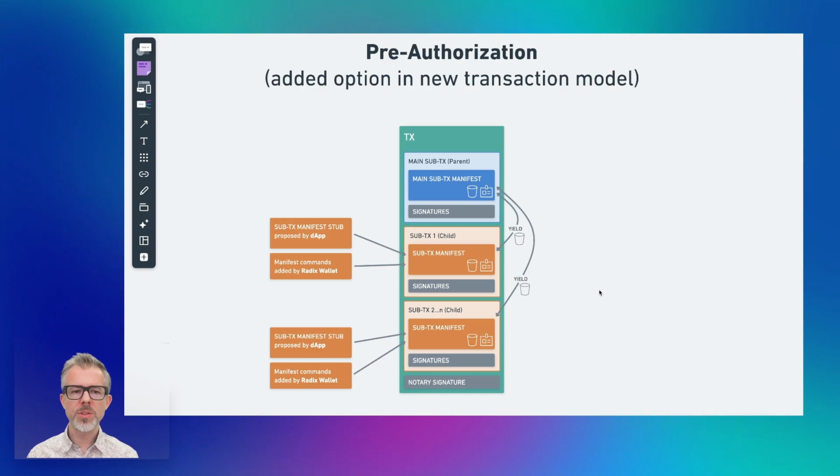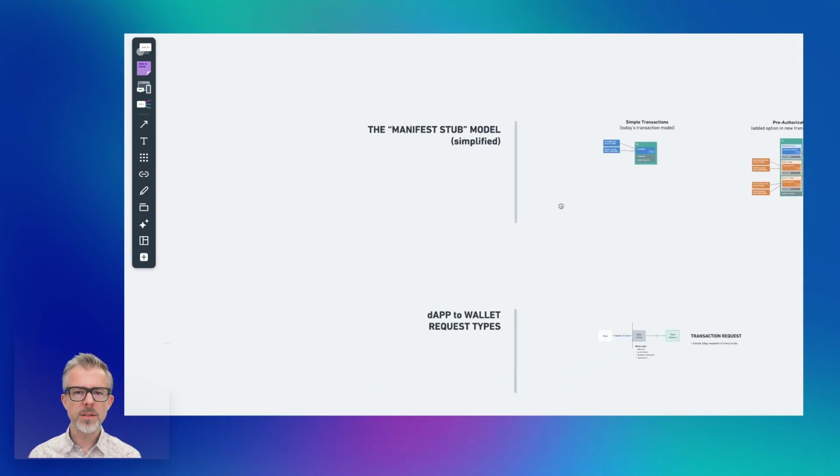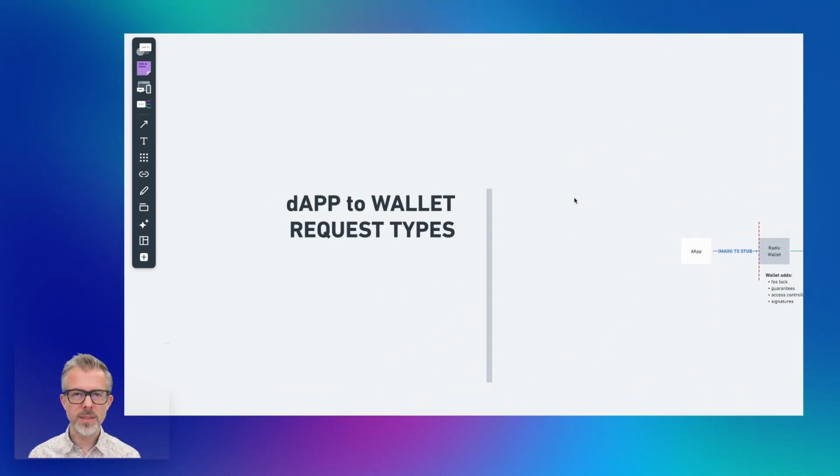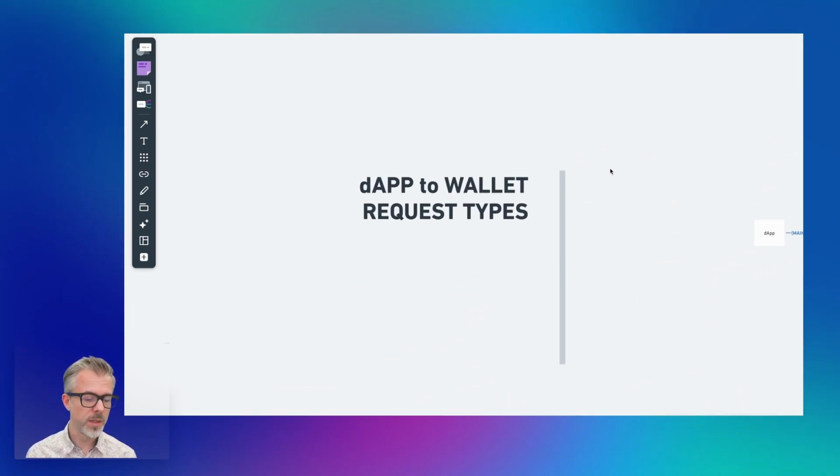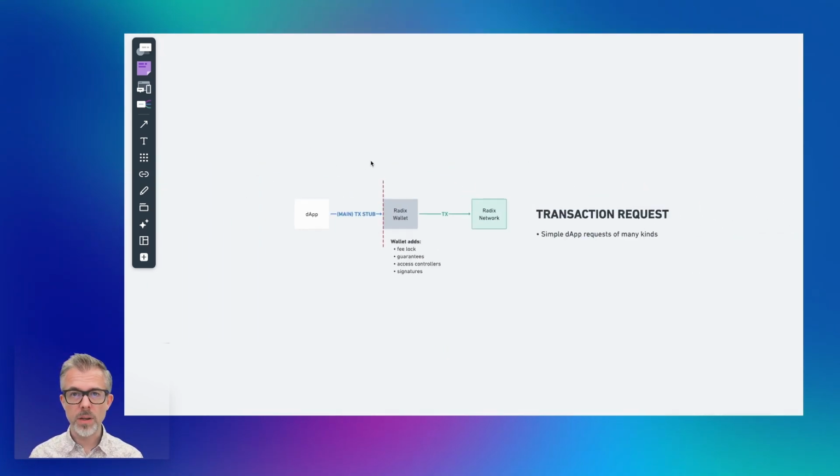But the thing I want to go to next is from a developer's point of view. If you're building an application, what does this mean for you? Like when do you request one of these versus one of the old style of transaction? So I'm going to go down here to the dApp to wallet request types. Once again, if you're used to using Radix dApp Toolkit with your front end, you can make requests to the Radix wallet. And one of those request types is a transaction request. So you can build a manifest stub, pass that across, the wallet will do some things, and we'll submit that to the network. So that is exactly what the current model looks like.